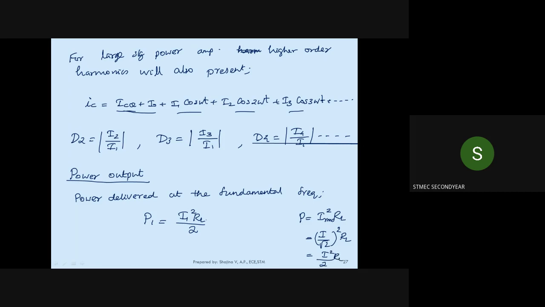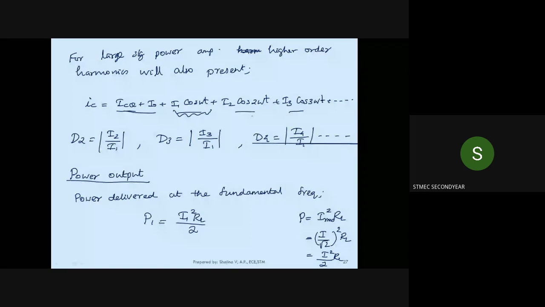അതുകൊണ്ടാണ് P1 is equal to I1 square into RL divided by 2 എന്ന് എഴുതിയിരിക്കുന്നത്. അതായത് ഈ ഒരു ടേമിലുള്ള കാര്യം എഴുതിയത്. P1 is equal to I1 square into RL by 2. ഇനി അടുത്ത ടേമിൽ എഴുതുമ്പോൾ എന്ത് വരും? I2 square into RL divided by 2. നെക്സ്റ്റ് വരുമ്പോൾ I3 square into RL divided by 2.